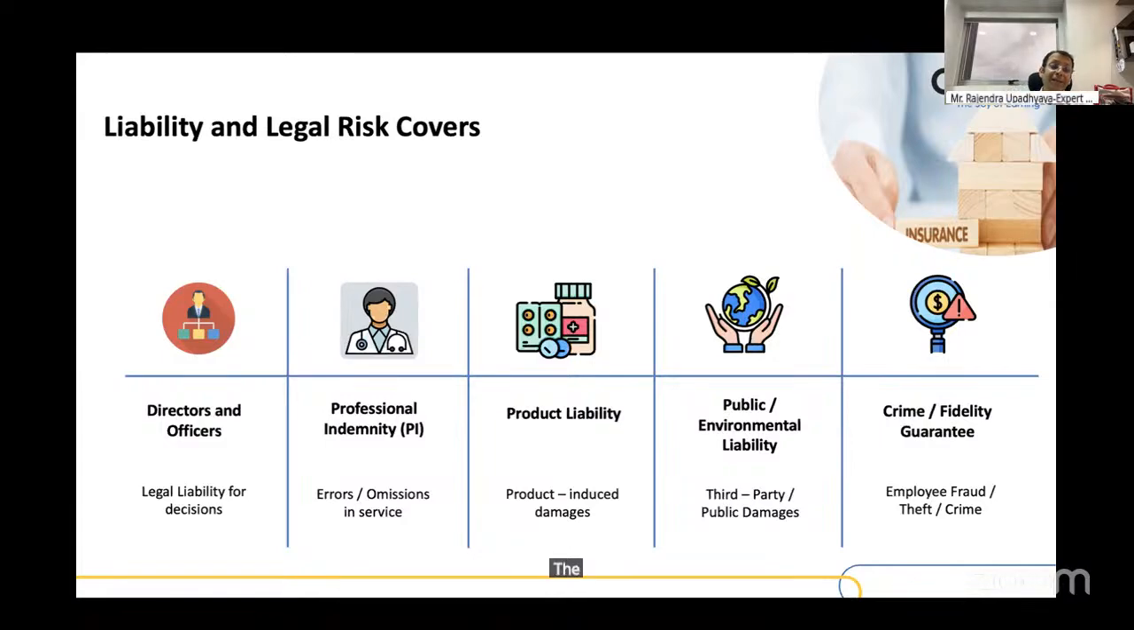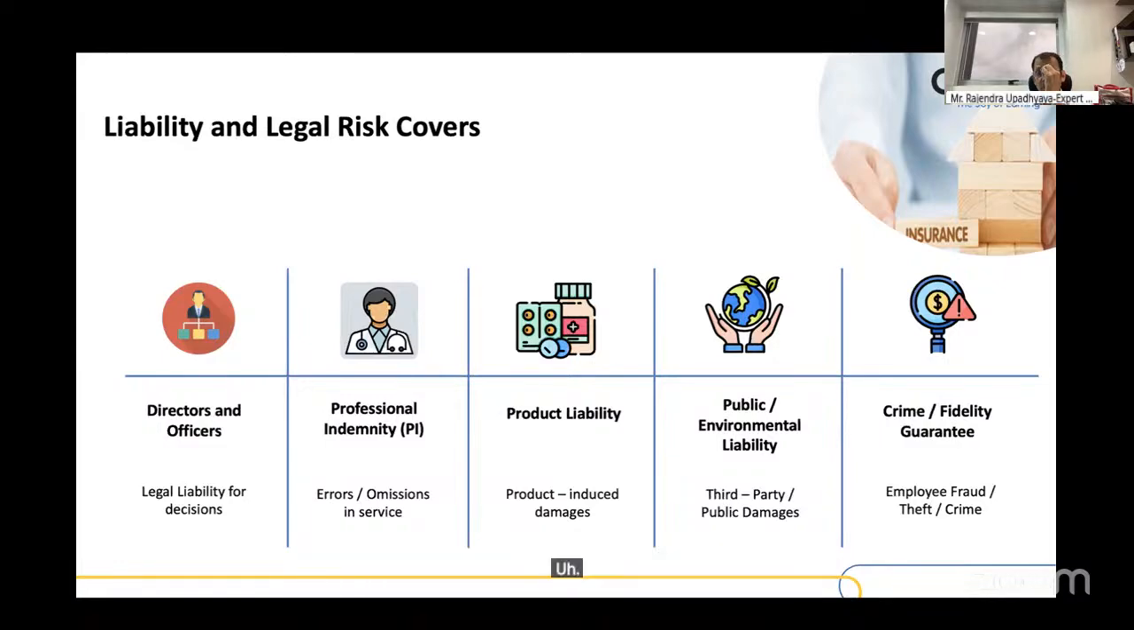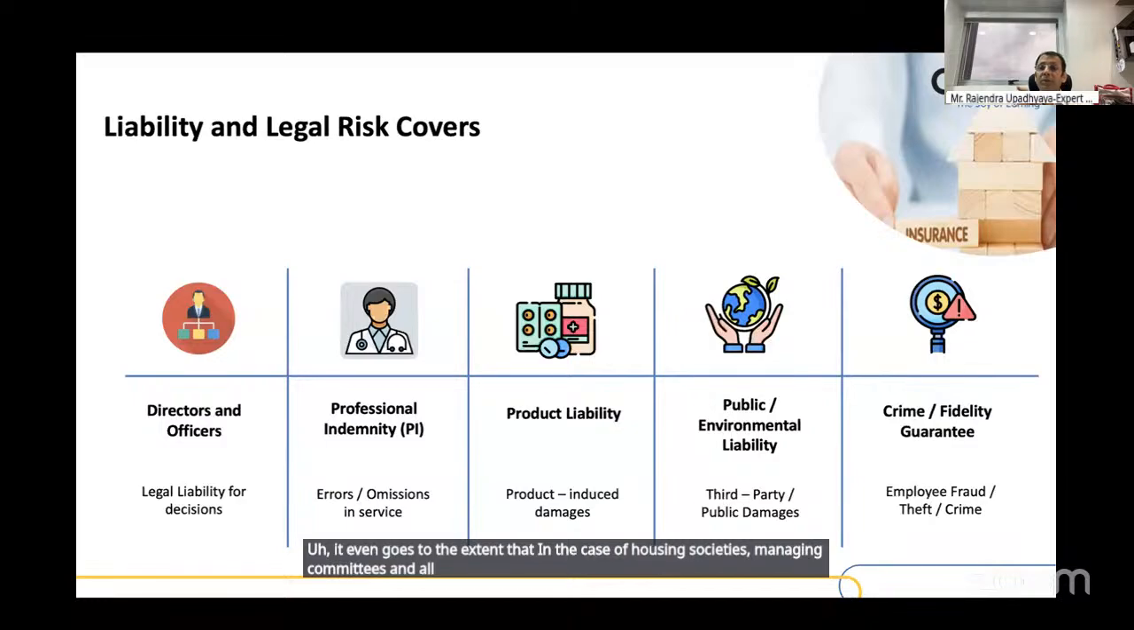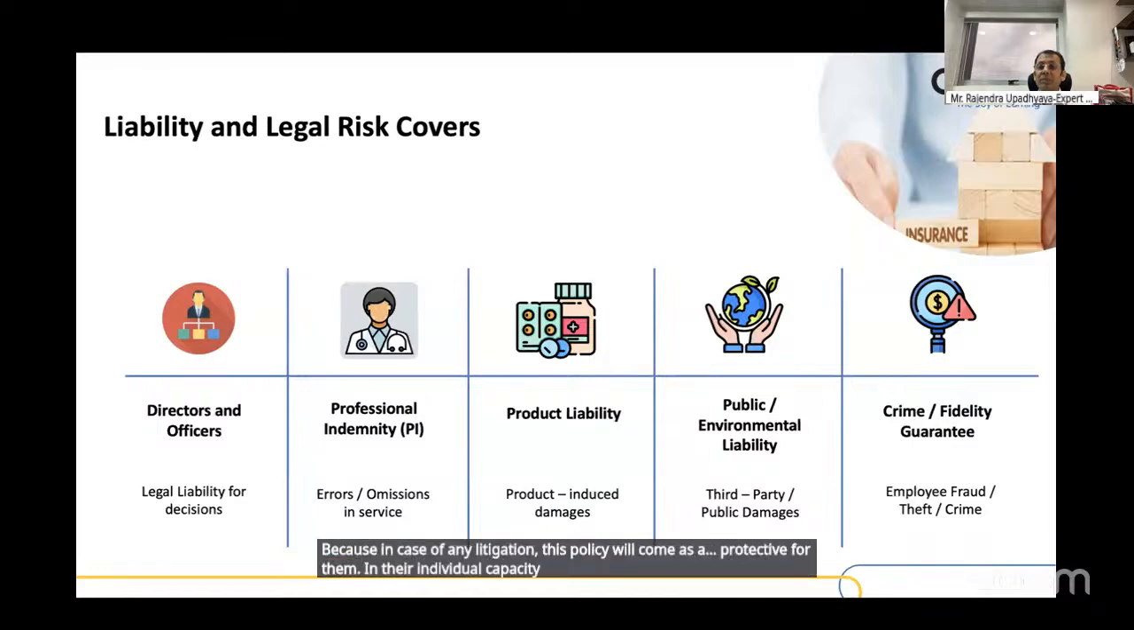The legal cost can really be killing. Honestly, I've seen people who have been paying through their nose for the kind of legal costs they come across. This policy is very important. It even extends to housing societies, where for managing committees, the directors and officers policy is the least thing the committee can give to themselves. Because in case of any litigation, this policy will protect them in their individual capacity, not just from the organization's perspective.